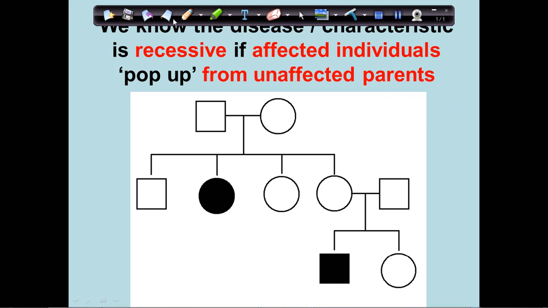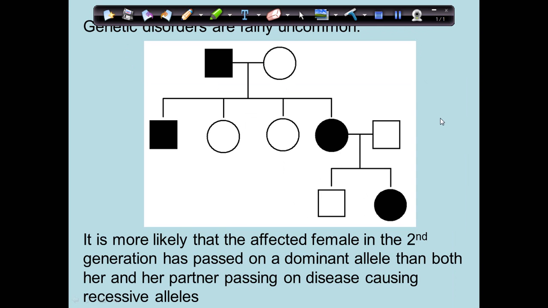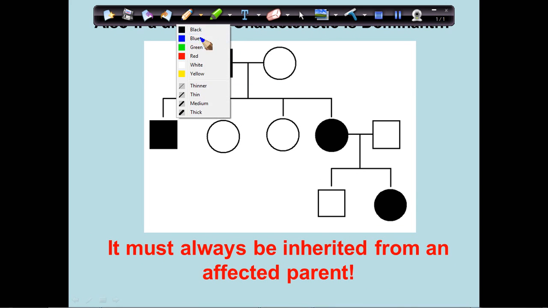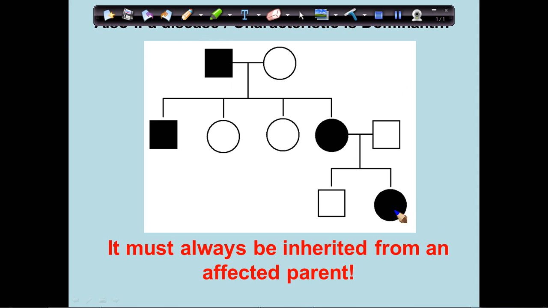Let's do another example. Let's do the example of the dominant one. If I have a look at this pedigree here, every affected person has an affected parent. It's in every generation. So that is a clue to me that it's probably a dominant condition. So I decide that this one is dominant.